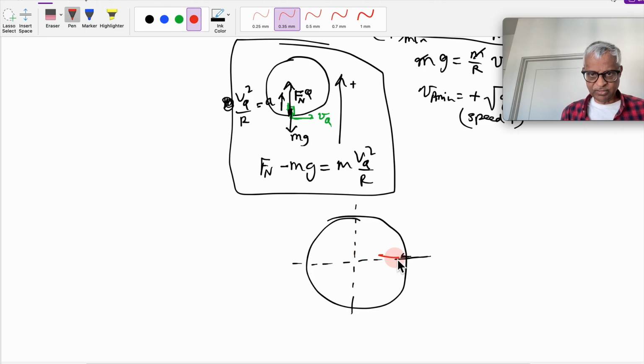Acceleration is pointed that way. Acceleration, and so this is A. And so the acceleration here is v at A squared over r. But pretty interesting.